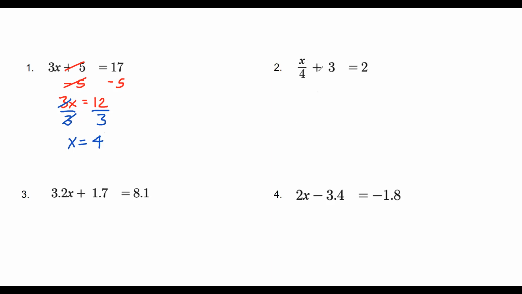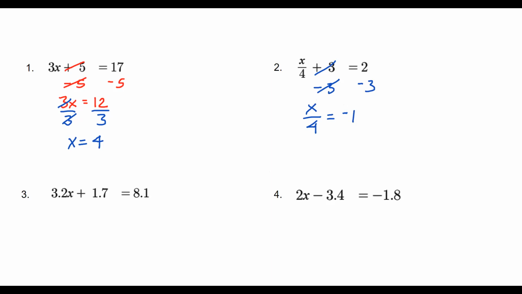X divided by 4 plus 3 is equal to 2. Once again, we are going to subtract from both sides. In this case, we're going to subtract 3 to cancel that addition of 3 out. And we have x divided by 4 is equal to negative 1. 2 minus 3 is negative 1. Now, this is different. We haven't seen this too often. X is being divided by 4.